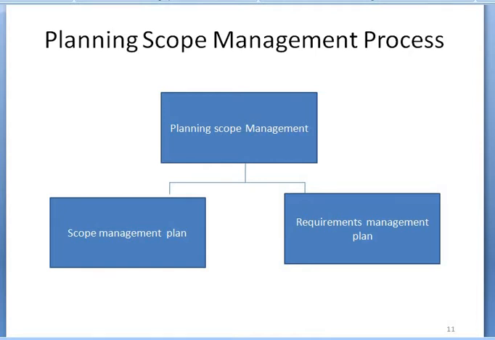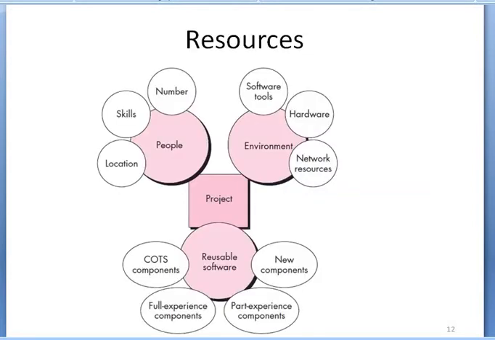Right? So basically this requirements management plan constitutes information like how to plan, track and report the requirement activities, how to prioritize the risk, as well as how to trace and capture the requirements. So these are the processes which are to be considered in planning scope management. Now next, resources.